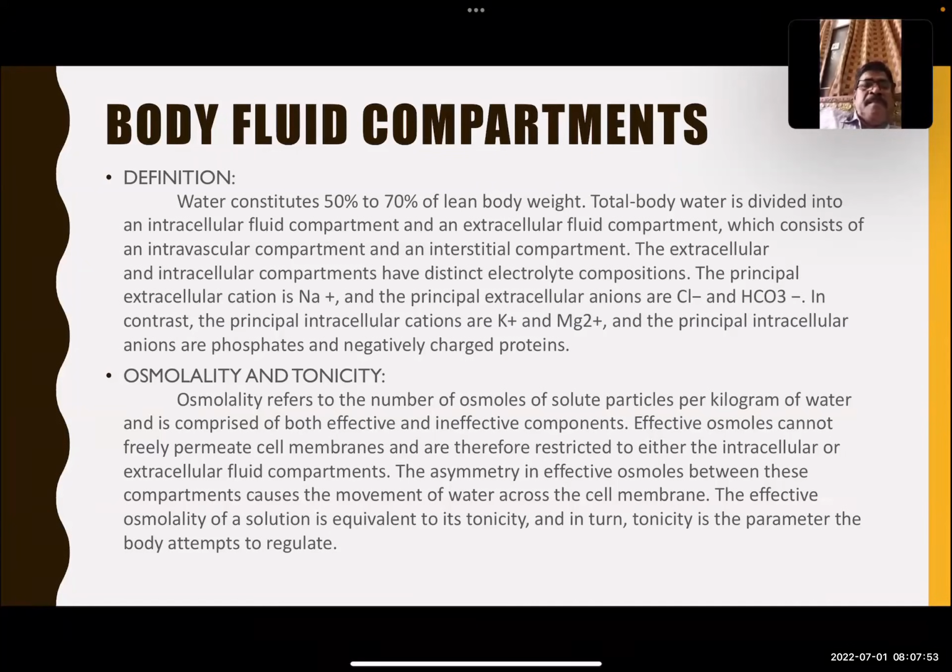Osmolality and tonicity. Osmolality refers to the number of osmoles of solutes per kilogram of water, and is comprised of both effective and ineffective components. Effective osmoles cannot freely permeate the cell membrane and are therefore restricted to either the intracellular or extracellular fluid compartments. The asymmetry in effective osmoles between these compartments causes the movement of water across the cell membrane. The effective osmolality of a solution is equivalent to its tonicity, and in turn, tonicity is the parameter the body attempts to regulate.